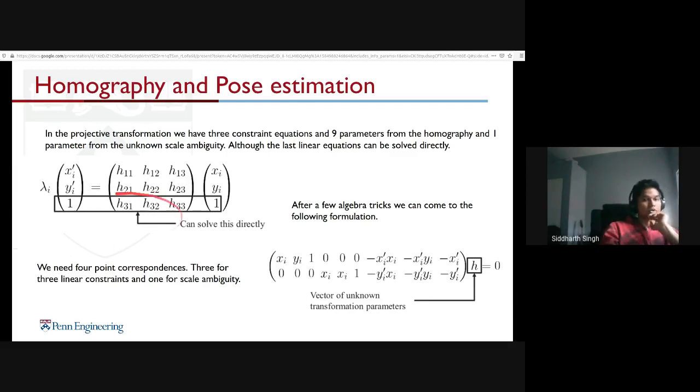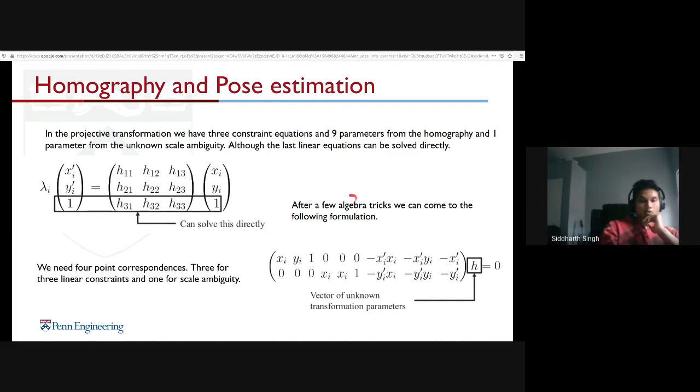When we expand these matrices, we will have three linear equations. This got solved directly, and we'll have one more linear equation which can solve for this lambda i, right? So 4 point correspondences, 4 linear equations, right?